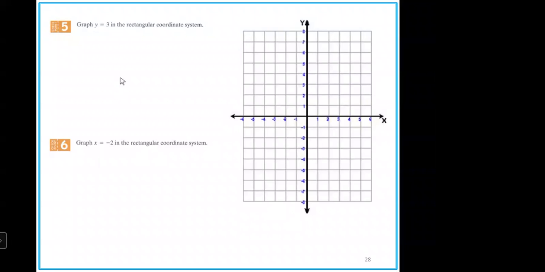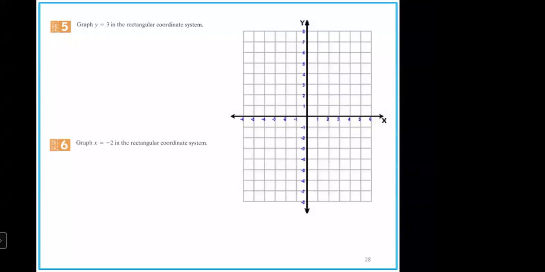Draw a line at y equals 3 straight across. So you're going to draw a line. And so it's going to pass through where? Which axis, the x or the y axis? The y. The y, okay, and is it going to be a horizontal or vertical line? Vertical line.